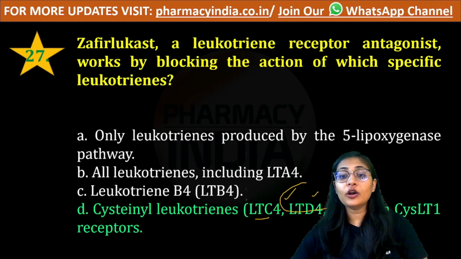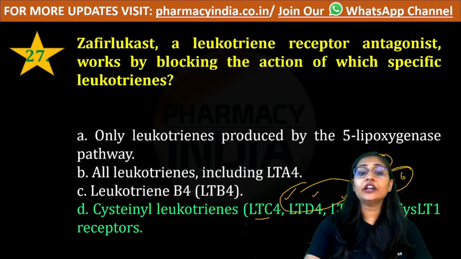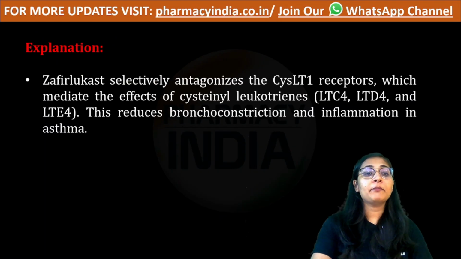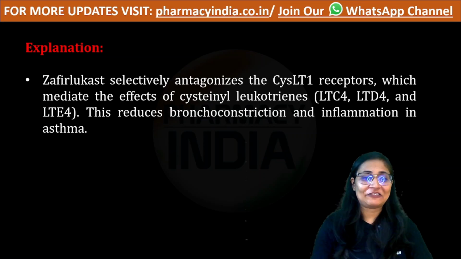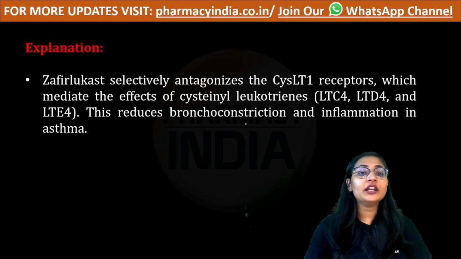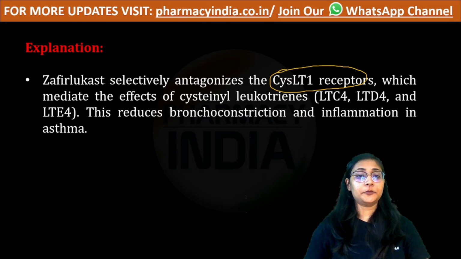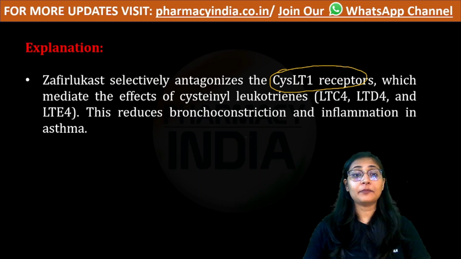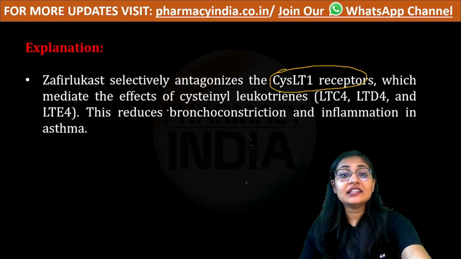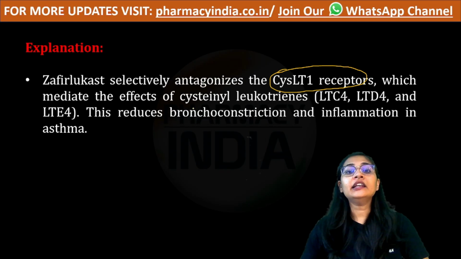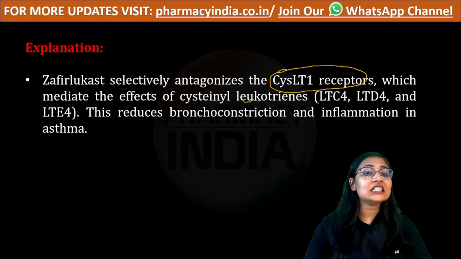It would block C4, D4, E4. If you remember it like this, CDE, it will block CDE, then you would remember this all your life. Now zafirlukast selectively antagonizes the leukotriene 1 receptor, and this leukotriene 1 receptor mediates the effect of cysteinyl leukotrienes C4, D4 and E4.